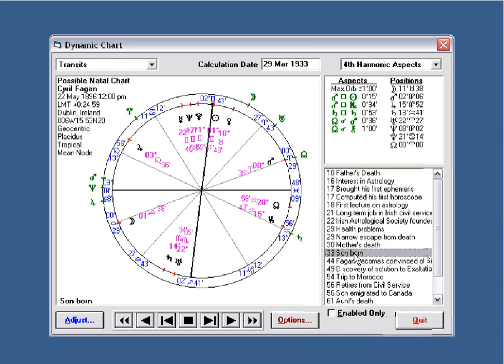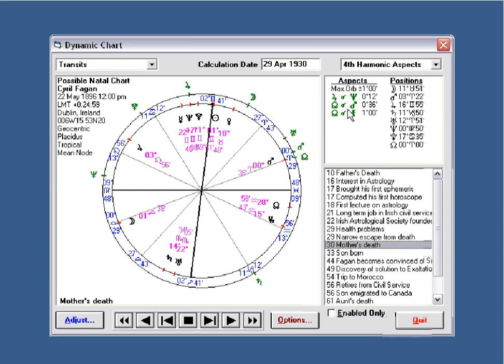So his son was born, Neptune, Mars, Jupiter going over the ascendant. His mother's death, and you're getting here Jupiter conjunct Neptune, Chiron opposing Saturn. And you can see what's going on here. The red means it's retrograde. We can look at those.